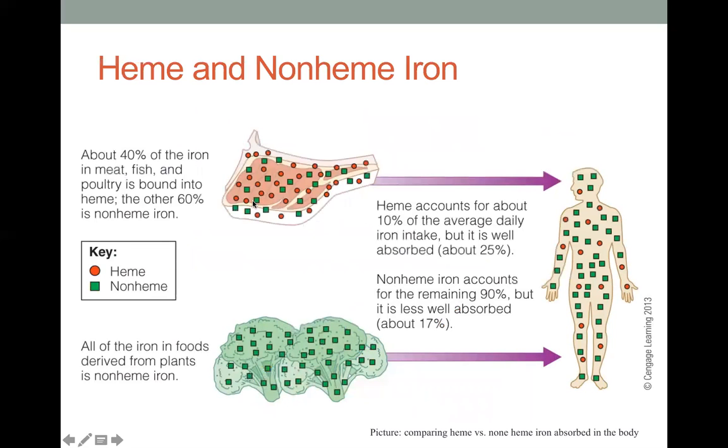This is a picture of an animal food and plant food. So the animal food is this steak and the plant food is this broccoli. And in the steak, there is both heme iron shown by the red circles and non-heme iron shown by the blue squares. Of the heme iron, we absorb 25% of it, and of the non-heme iron, we absorb about 17% of it. So even though most of our iron in our diet comes from non-heme sources, when we do eat heme iron, we absorb a lot more of it. And the absorption of heme iron isn't affected by many other dietary factors, which we'll see on our next page.